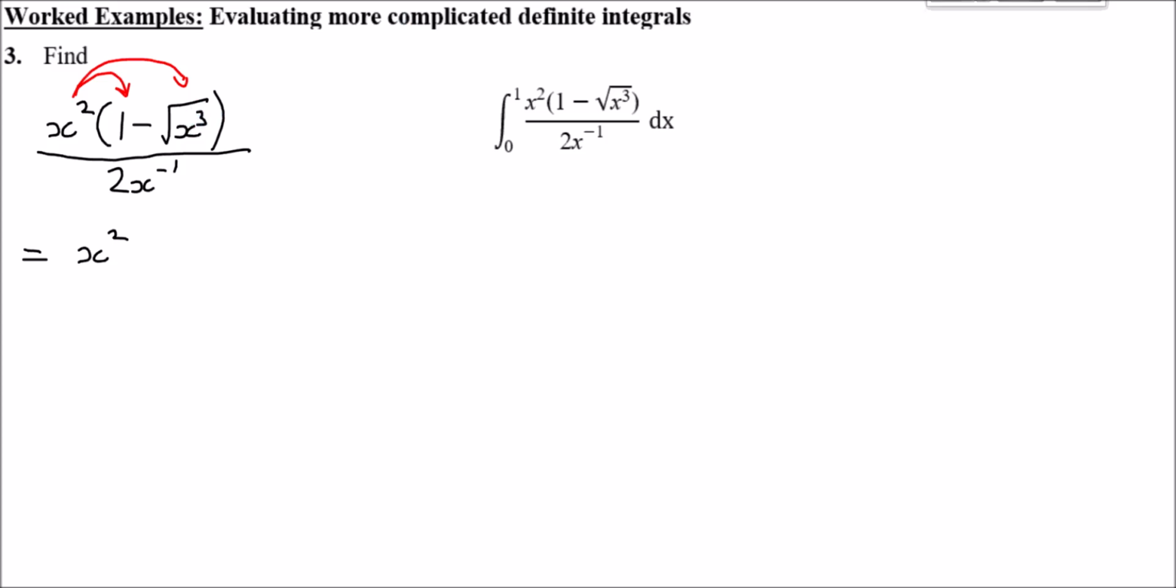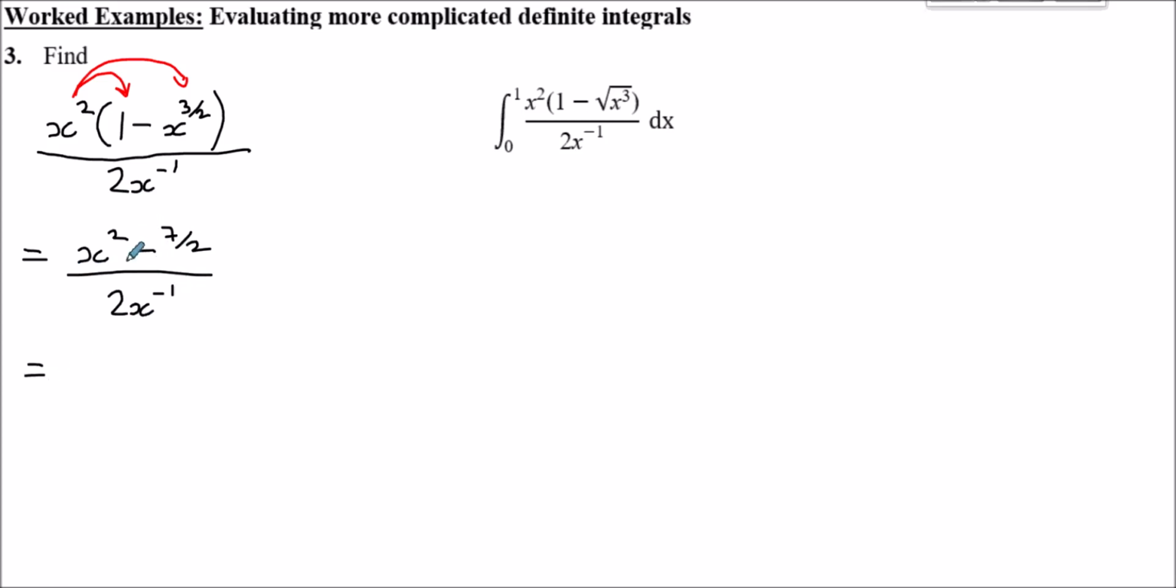Well, what I'm going to suggest we might want to do here, first of all, is replace the square root of x cubed and write it like this, as x to the power 3 over 2. So we're going to have minus, then if we're multiplying different powers of x, we just add the powers. So 2 plus 3 over 2, that's going to give us 7 over 2. All of that over 2x to the power minus 1.